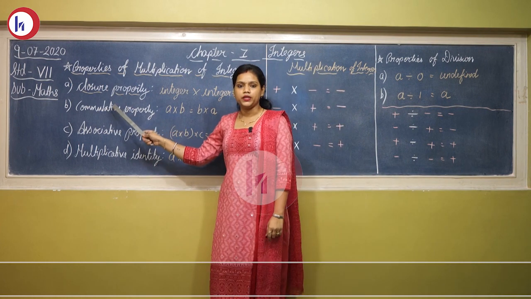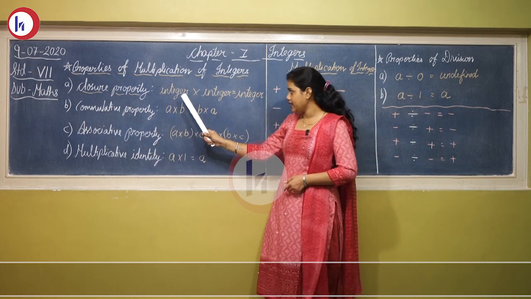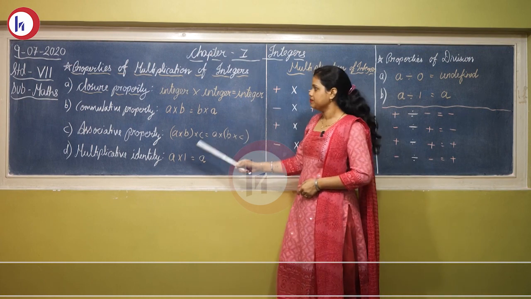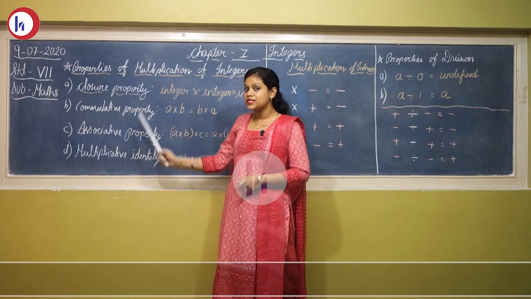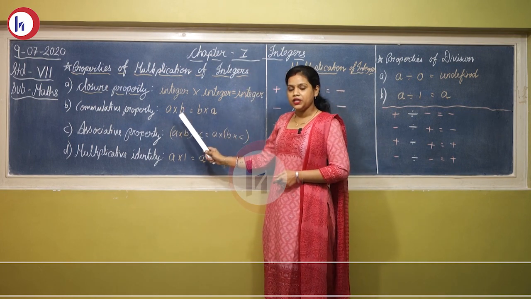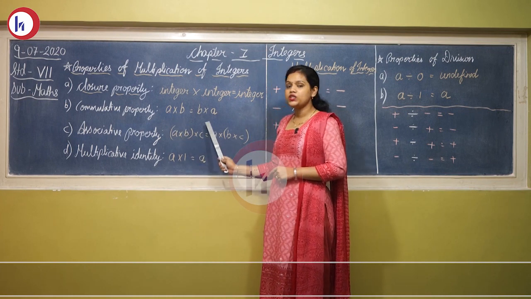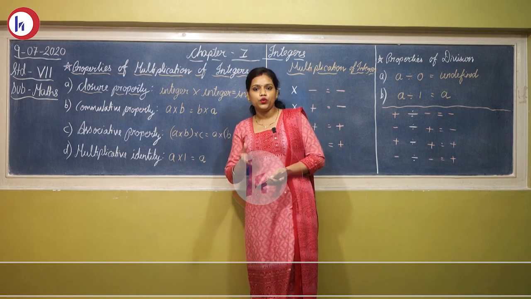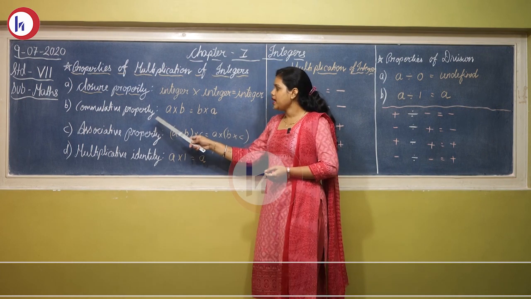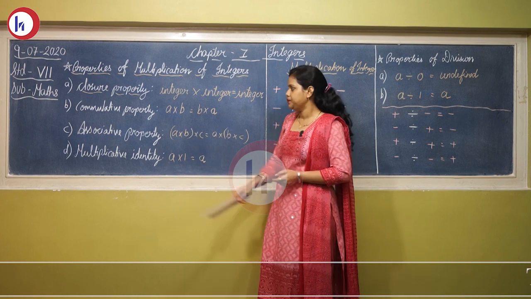So what is our first property? As I explained in the last video, closure property. Closure means any integer multiplied with an integer, you are going to get an answer as an integer. Second property was commutative property, same as we have done in addition. Any integer multiplied by an integer, and if you reverse the order, that is a multiplied by b and b multiplied by a, are going to give you the same answer. For example, if you multiply 2 with 3 or you multiply 3 with 2, you are going to get the answer as 6 only. So any integers multiplied in either order give an equal answer.